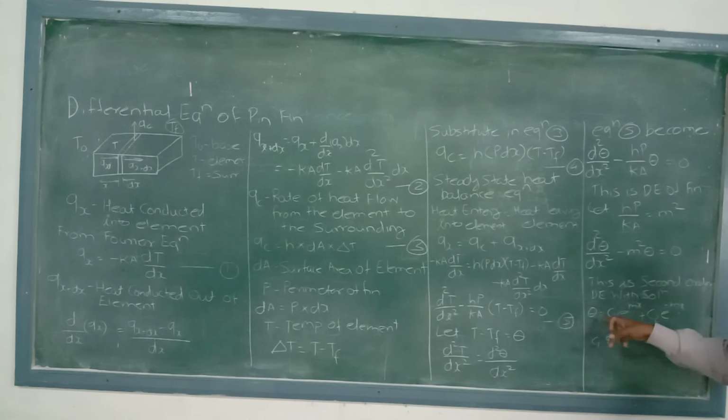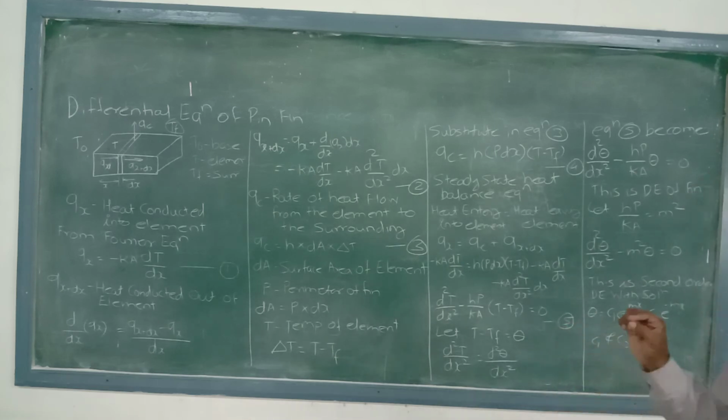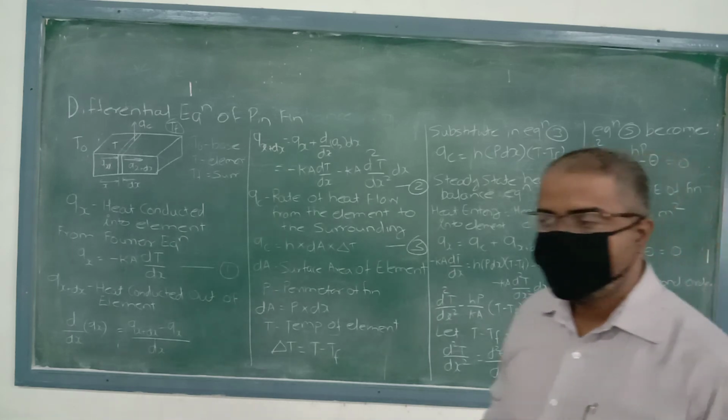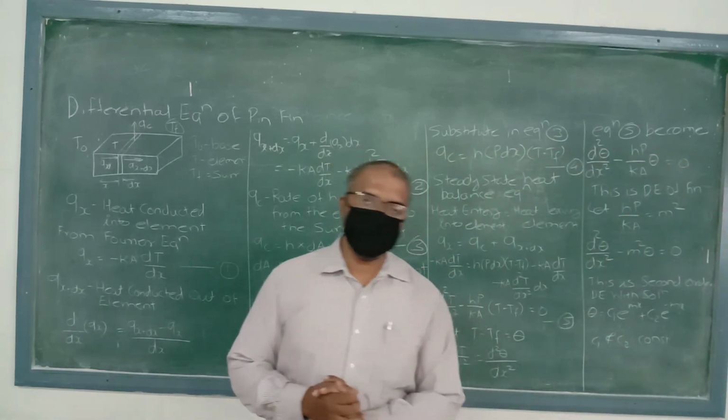and it has the solution theta is equal to C1 e raised to mx plus C2 e raised to minus mx. In this equation, C1 and C2 are constant values, and we can find out these constant values by using the end condition. So this is all about today's lecture.